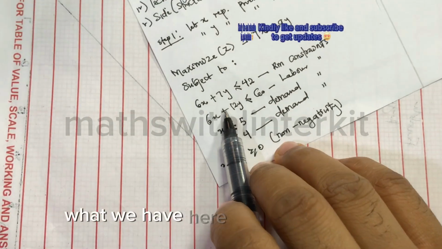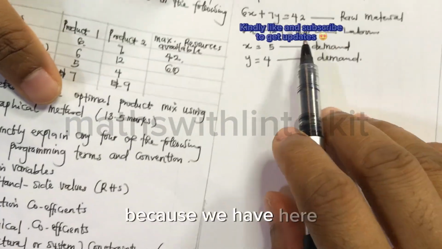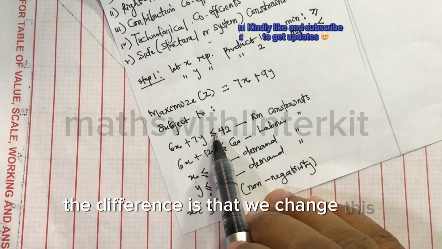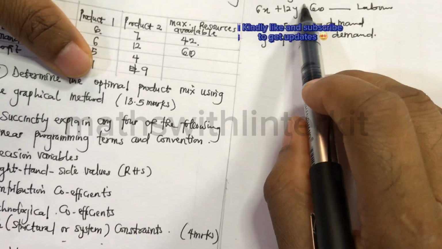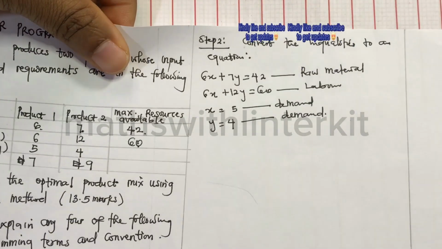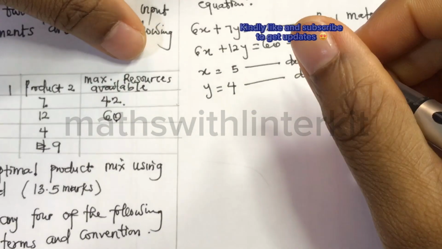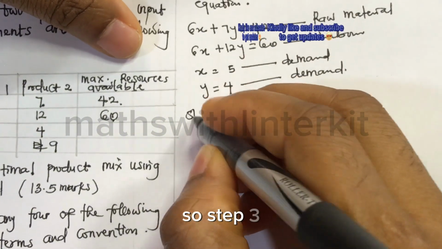What we have here is the same thing with what we have above. The difference is that we change the less than or equal to signs into equals signs. So step 3.